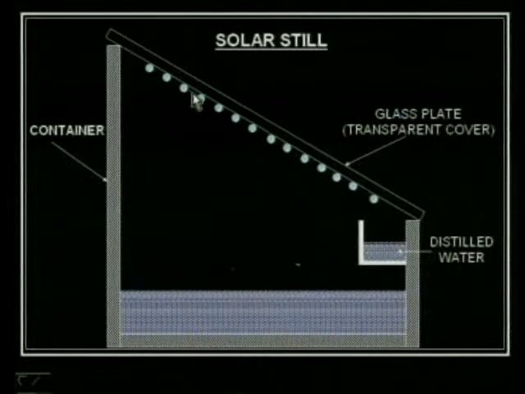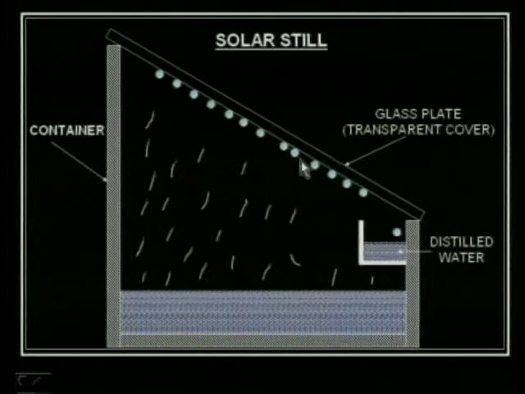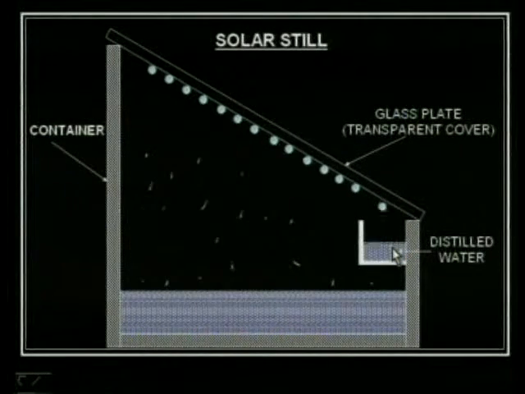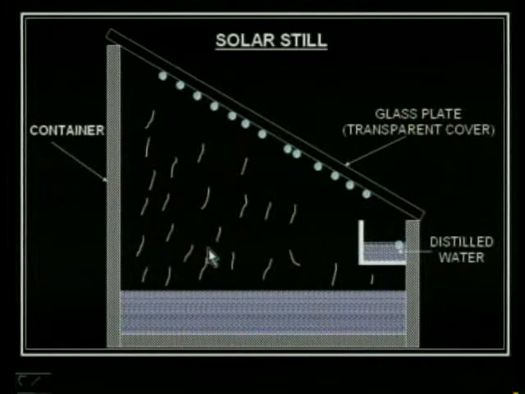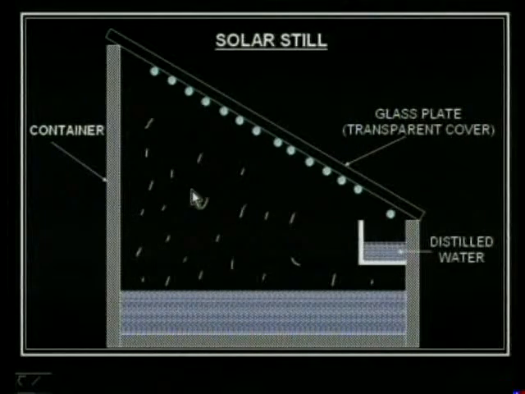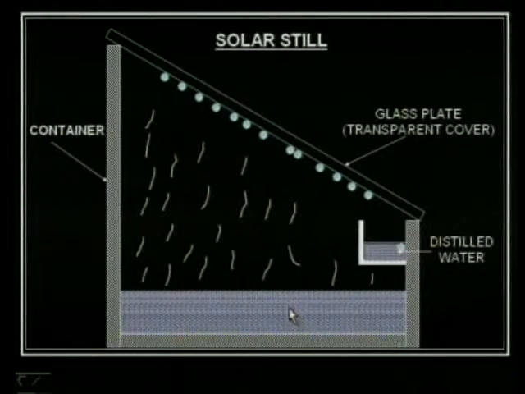That condensed water will move along the surface of the glass plate and be collected in a separate tank intended to carry the distilled water. So this type of arrangement is most commonly used to manufacture distilled water from saline water.